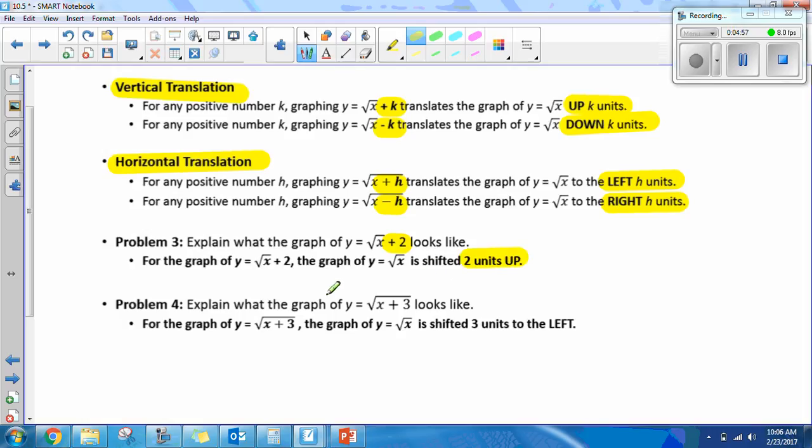Explain what the graph of y equals radical of the quantity x plus 3 looks like. So notice again, plus 3 is inside the radicand. So for the graph of y equals radical of the quantity x plus 3, the parent graph is shifted 3 units to the left.